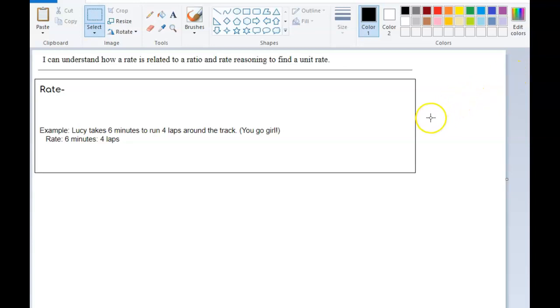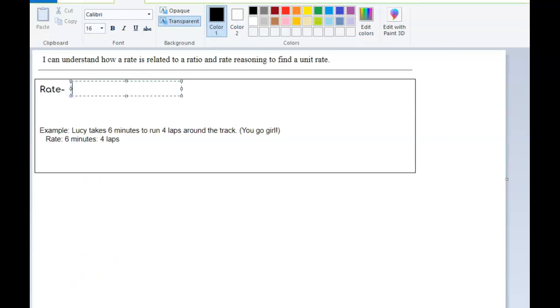All right, class, make sure you have out your notes. They should look just like this. And we are going to understand how a rate is related to a ratio and use rate reasoning to find the unit rate, okay? So rate's going to be really important, all right? So let's find out what that is.